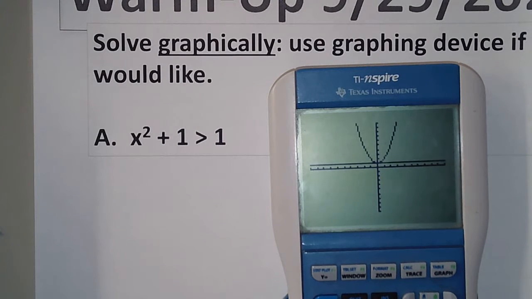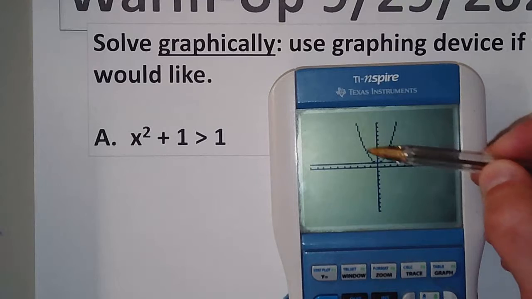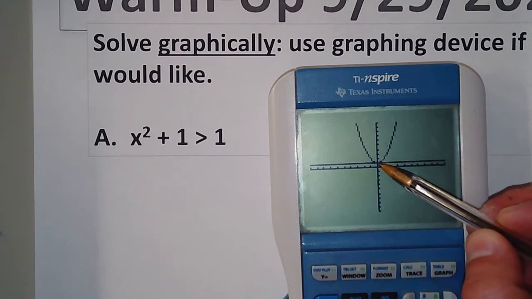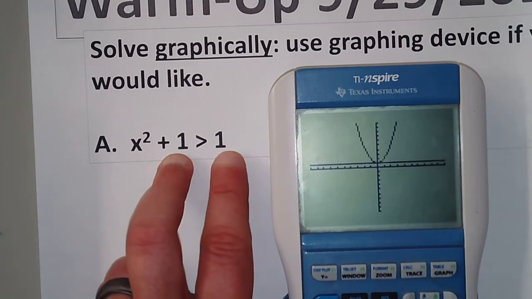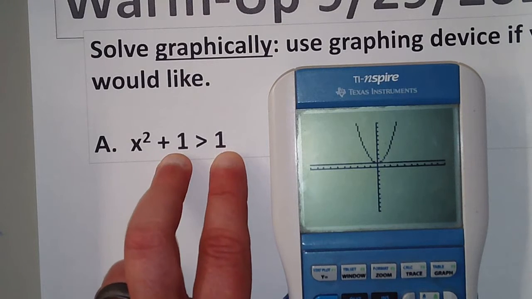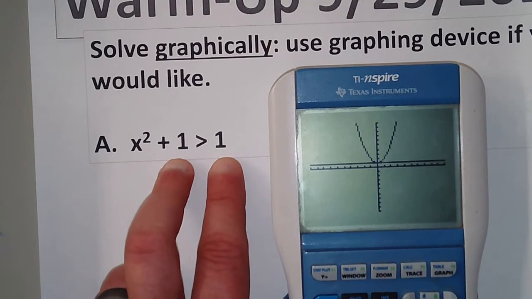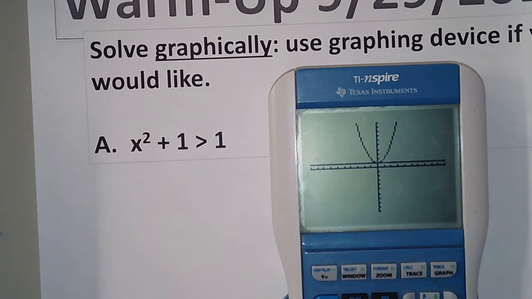All right, sweet. So this question is asking us, when is the U-shaped graph greater than the line graph? It pretty much always is, except it looks like they intersect right here. And of course, we know they do because they're both at the same 1 there. When we go to answer this question, there's a couple ways you could answer it. You could say it in words: it's greater for every number except 1.